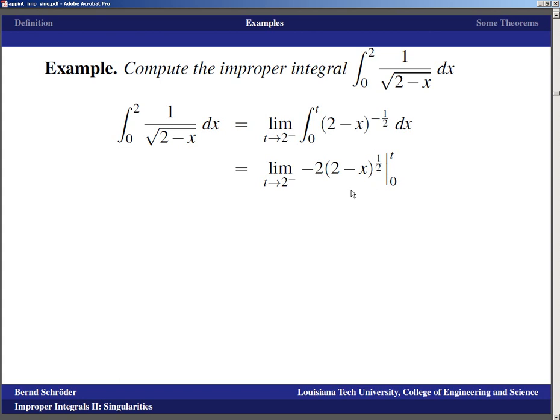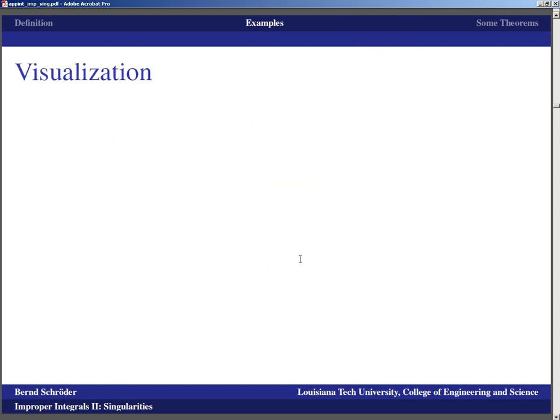Remember the reading skill I always recommend. Yes, I know you can do this with a u substitution. If you read it like this, just take the derivative and realize that the derivative turns out to be the integrand here. It's taken at the bounds 0 and t, which is the limit as t goes to 2 from the left, negative 2 times (2 minus t) to the 1/2 plus 2 times 2 to the 1/2. As t approaches 2, this goes to 0. So the integral is 2 times root 2, and that's it already.